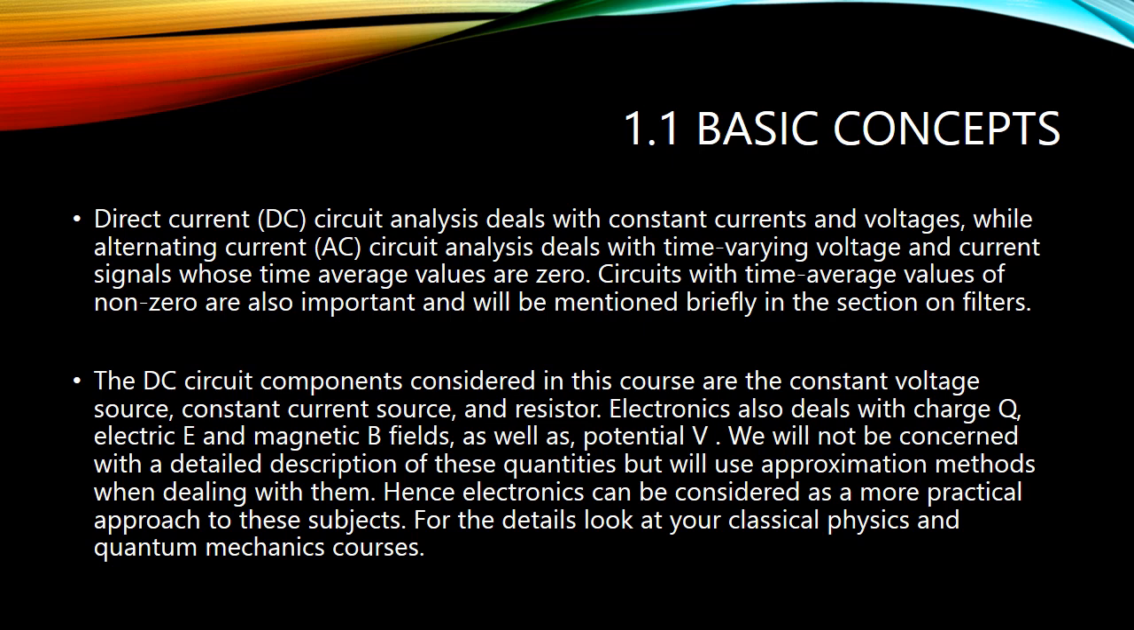So electronics deals with charge, which is given by Q. So when we have a Q, basically we shall be dealing with charge. We also have electric, which will be given by E, and magnetic, which will be given by B. These are fields. So anytime we have a charge, it will be represented by Q, electric will be given by E, and magnetic will be given by B. Fields, as well as potential. Potential, or voltage, will be given by V.